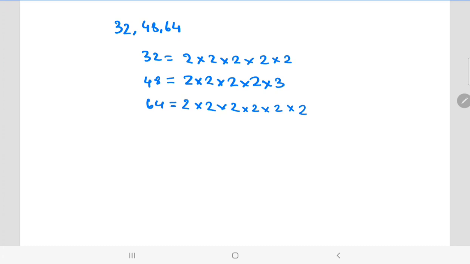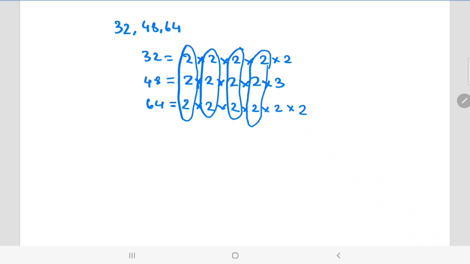Now after listing out all the factors of these three numbers separately, what I need to do is circle the common factors. 2, 2, 2 and 2. So there are no other common factors. So you might ask me, ma'am, for 32 we have 2 and for 64 here we have another 2, but for 48 you don't have 2 here. So you need to take the common factors for all the three numbers. If you are given 4 numbers, you need to take the common factor for all the 4 numbers.